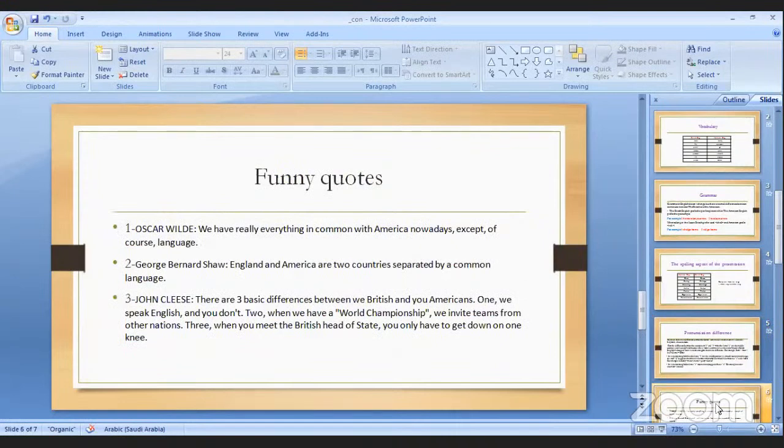So I have prepared some funny quotes about this topic. The first one, Oscar Wilde says that we have really everything in common with America nowadays, except, of course, language. Second one, George Bernard Shaw says England and America are two countries separated by a common language. Number three, John Cleese says there are three basic differences between British and Americans. One, we speak English and you don't.